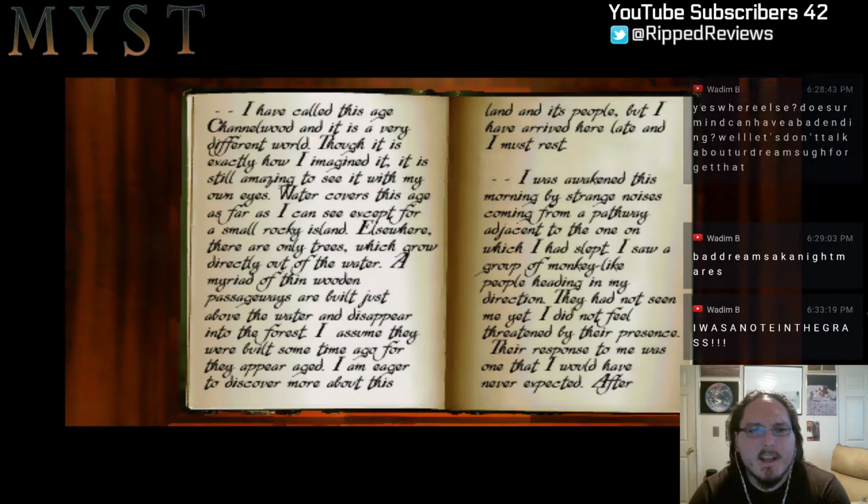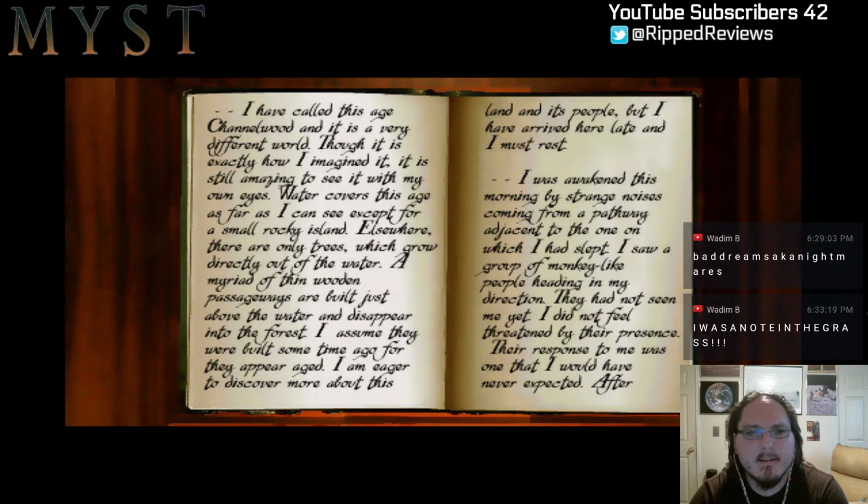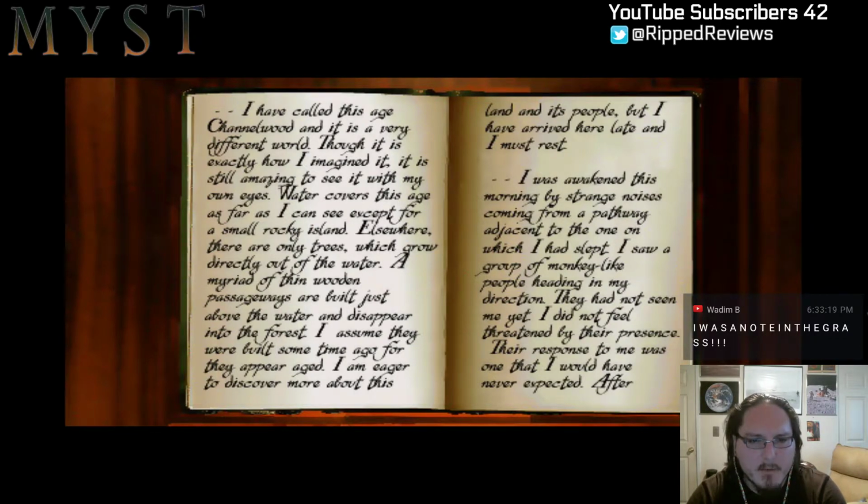I have called this age Channelwood, and it is a very different world. Though it is exactly how I imagined it, it is still amazing to see it with my own eyes. Water covers this age as far as I can see, except for a small rocky island. Elsewhere, there are only trees, which grow directly out of the water. A myriad of thin wooden passageways are built just above the water and disappear into the forest. I assume they were built some time ago, for they appear aged.